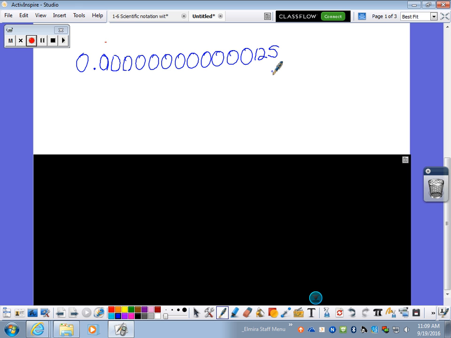So now I'm putting the new decimal after the 1. Okay, 1.25 is what I'm bringing down. 1.25 times 10. We always are doing times 10. This time our exponent is negative because it's negative exponents that make decimals.